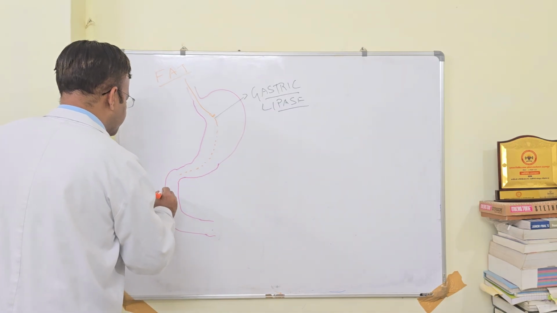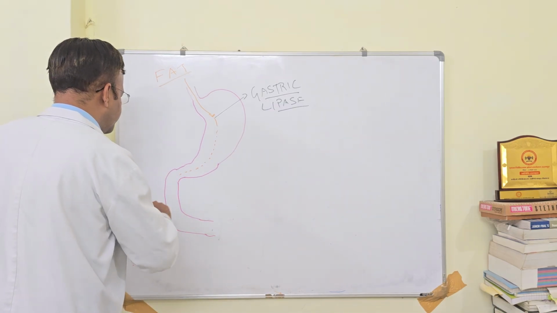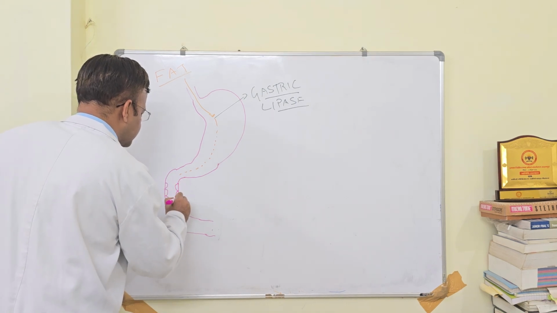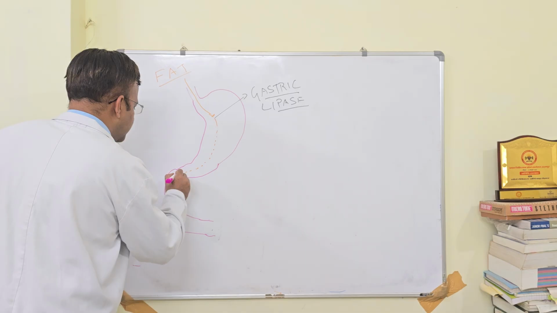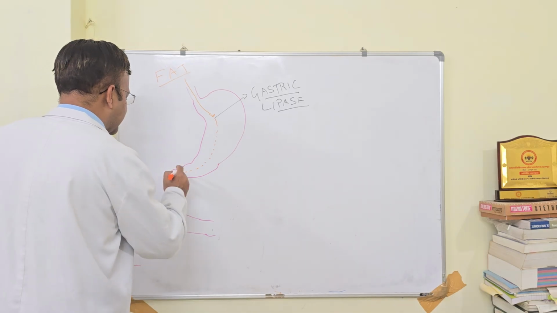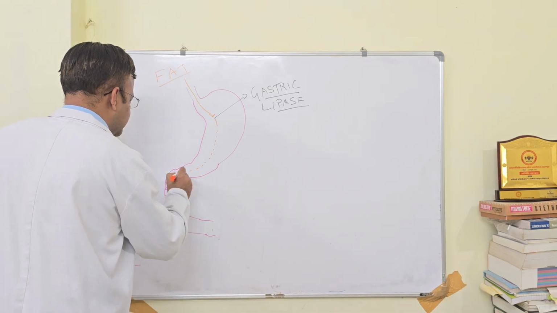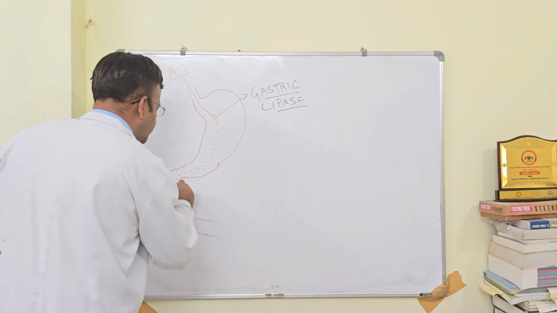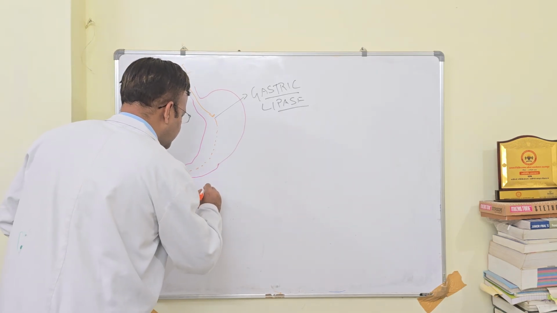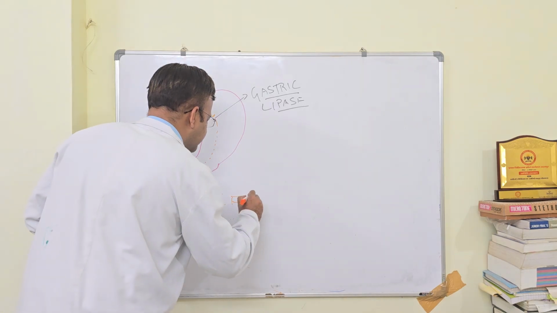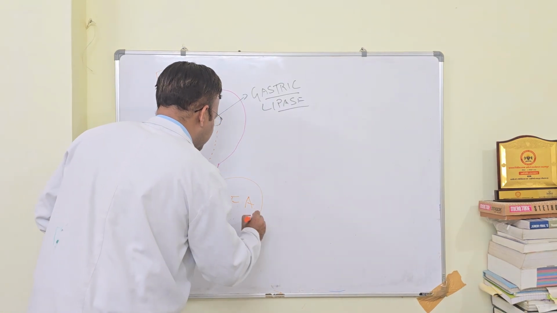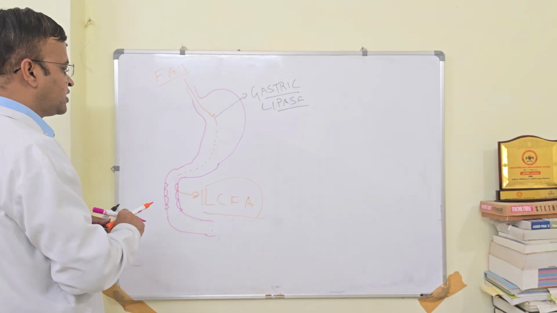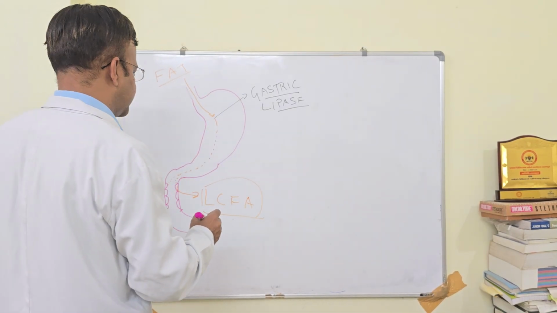Then in this portion, we have got the duodenal mucosa, right? Now this duodenal mucosa is going to detect this fat rich chyme. To be particular, it is going to detect your long chain fatty acids. In short, I am writing LCFA, right? It's going to detect your long chain fatty acids, right?